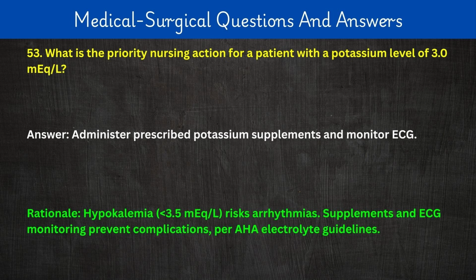53. What is the priority nursing action for a patient with a potassium level of 3.0 milliequivalent/L? Answer: administer prescribed potassium supplements and monitor ECG. Rationale: hypokalemia, less than 3.5 milliequivalent/L, risks arrhythmias. Supplements and ECG monitoring prevent complications, per AHA electrolyte guidelines.